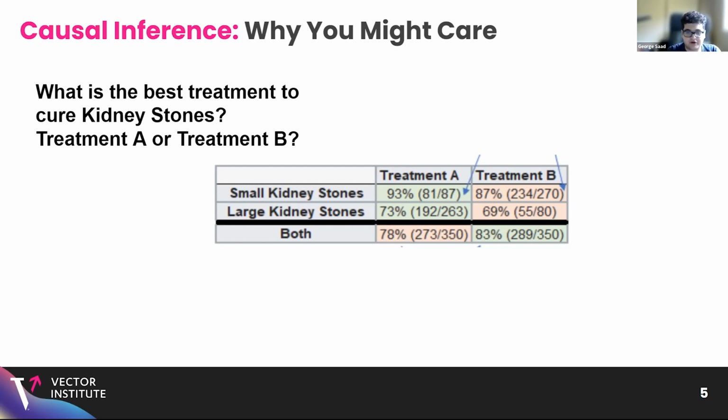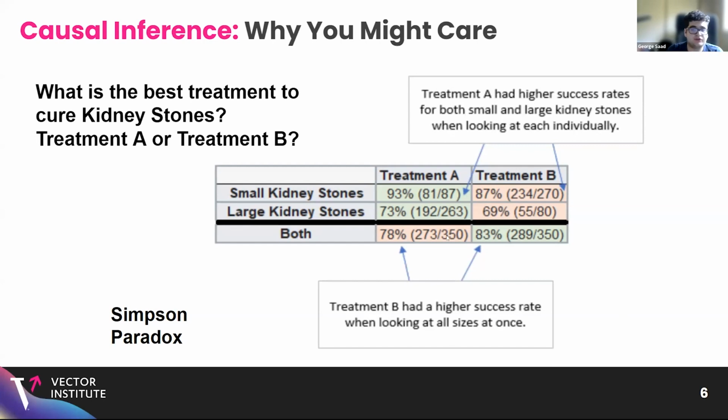But if we look on aggregate at both cases of small and large kidney stones, we can see that treatment B performs better, although treatment A seemed to be better performing earlier. So this leads to what's called Simpson's paradox: treatment A looks to be more successful when you split it into subgroups, but when you look overall, treatment B is the one that's better. One thing to note is that most people with large kidney stones were given treatment A, and most people with small kidney stones were given treatment B.